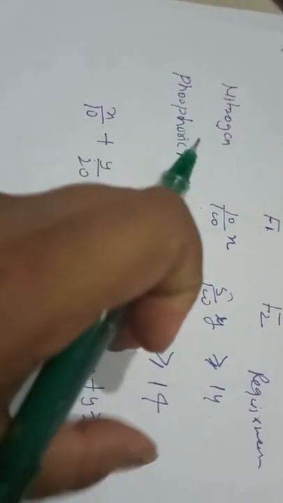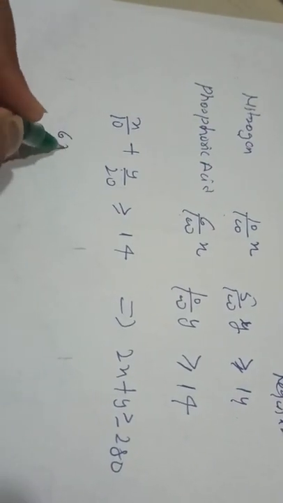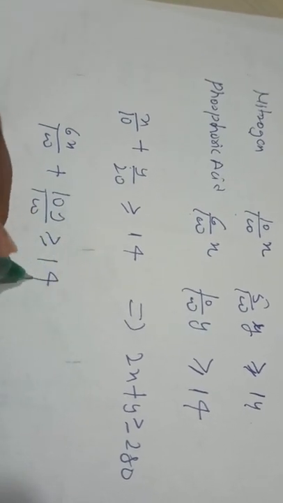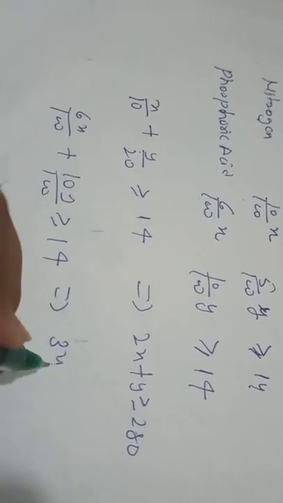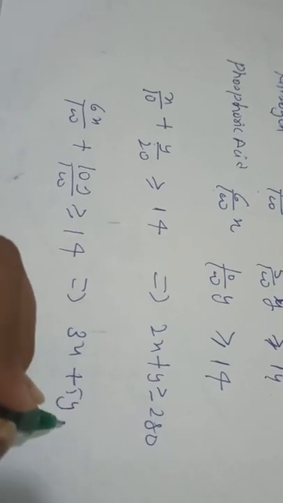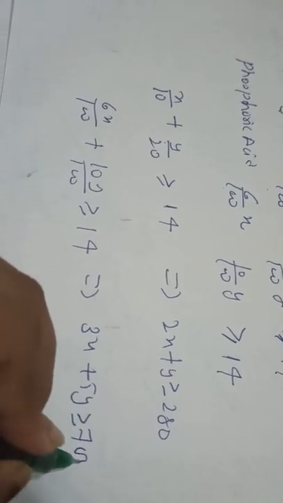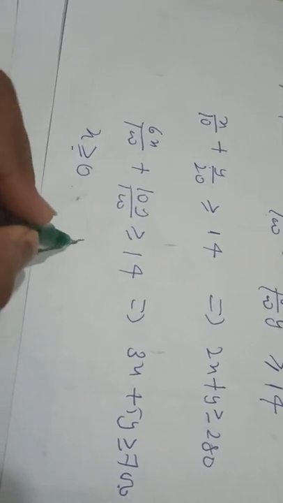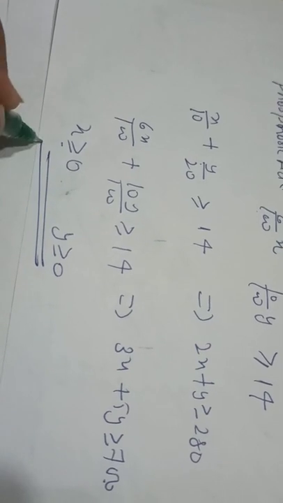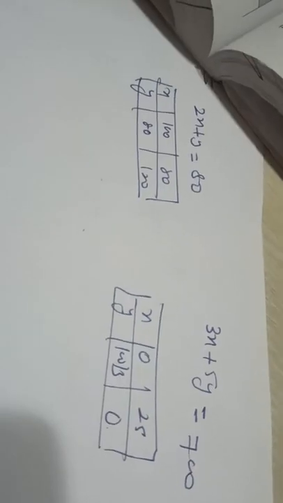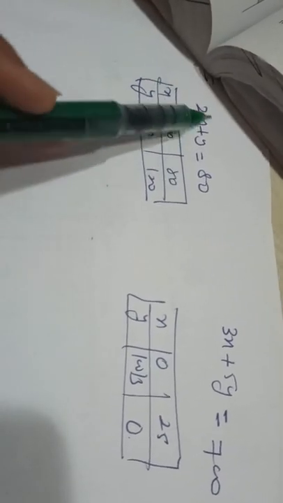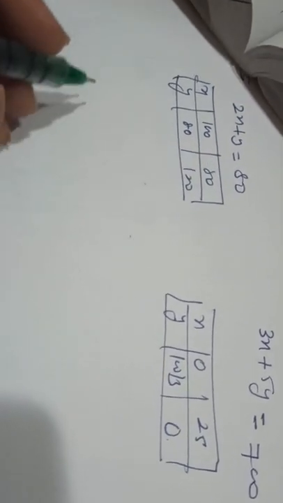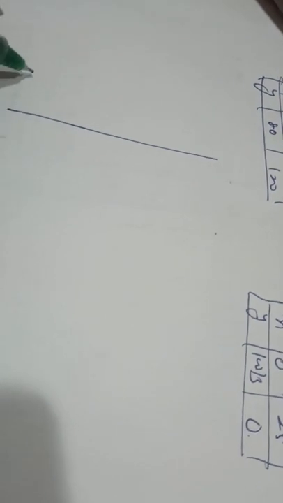Similarly the second constraint is this. So this gives you 6x upon 100 plus 10y upon 100 greater than equal to 14, which gives you 3x plus 5y greater than equal to 700, and another one is x greater than equal to 0 and y greater than equal to 0, which is the mandatory condition. So when you plot the graph for this, we'll remove the inequality, same as we did in our previous question. Okay, now let's plot these graphs.